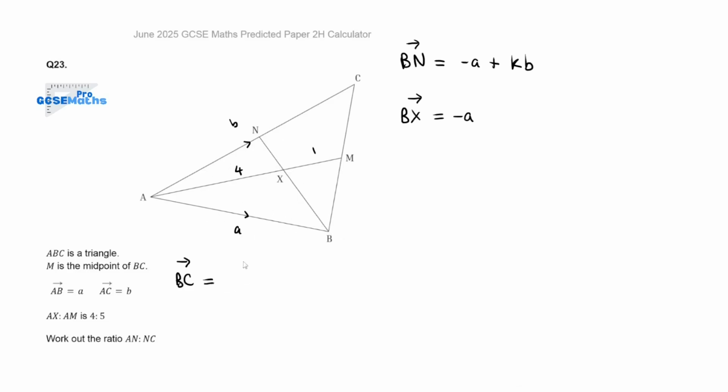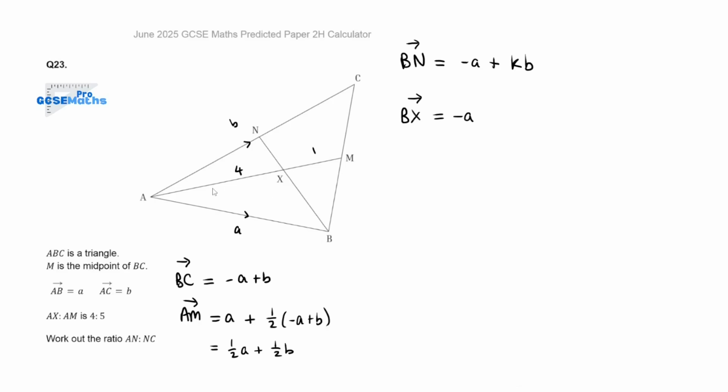B to C would be minus a plus b. Therefore, A to M would be a, and then because I'm going to the midpoint, I know that M is the midpoint, that would be half of BC, wouldn't it? So this one I'm just going to expand out whilst I'm here. So that would be a minus a half a, so that's a half a plus a half b.